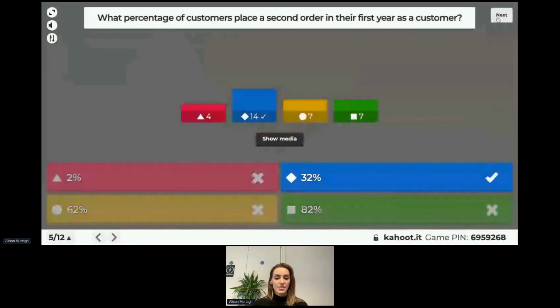The answer is 32%. Well done, everyone who got that correct. It is only 32% of customers who place a second order within their first year as a customer. Incentivizing customers to purchase again in their first year is crucial to increasing their customer lifetime value in the long run. So let's take a look at who's in the lead now.